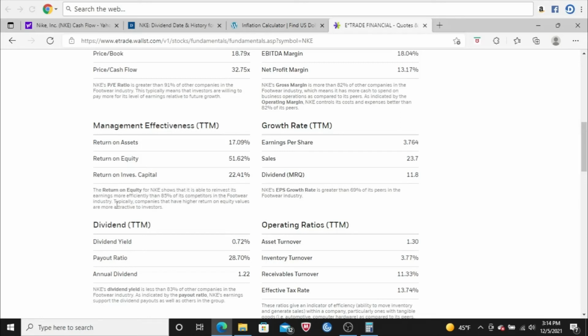Reinvesting their earnings. So the management definitely really seems to know what they're doing. They're controlling their costs really well. They're reinvesting their earnings more efficiently than nearly every competitor in their industry. Not all, but most of them. So Nike seems to have really good management and they're running the company very well. So that's the last thing that I would look at with regards to overall evaluating the company. So now we need to check the price of the company.